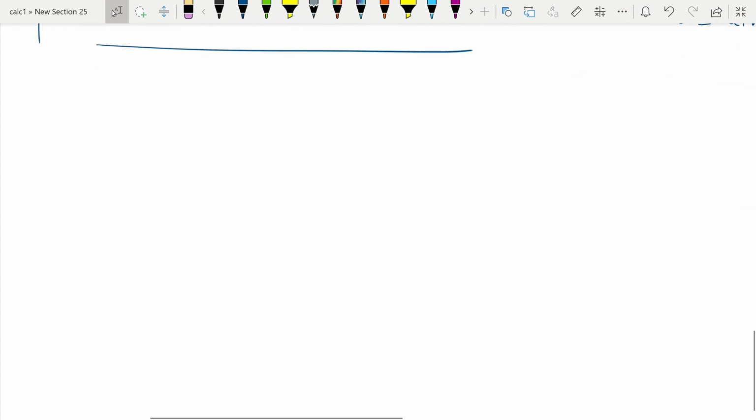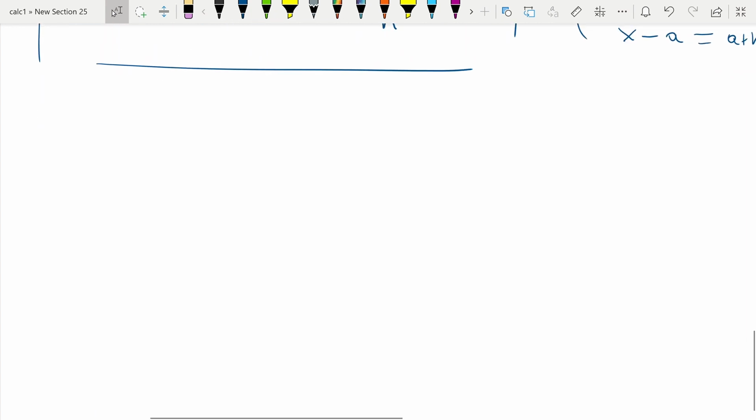Okay, so now let's go over another definition that we need. This is the tangent line.